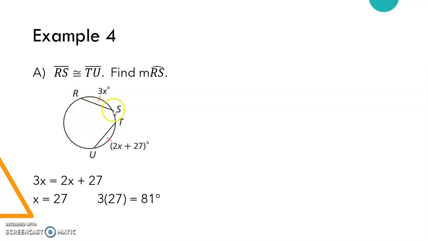I knew that if these two chords were congruent, that these two arcs must be equal. So all I did was I said 3x equals 2x plus 27. I made an equation. Then I subtracted 2x on both sides to get x equals 27. Now finally, I took that 27 and put it in for x up here, and I did 3 times 27. So arc RS happens to be 81 degrees. Let's take a look at another example.